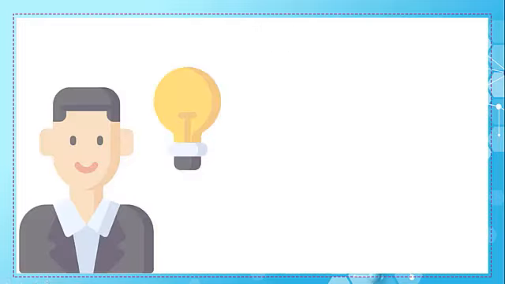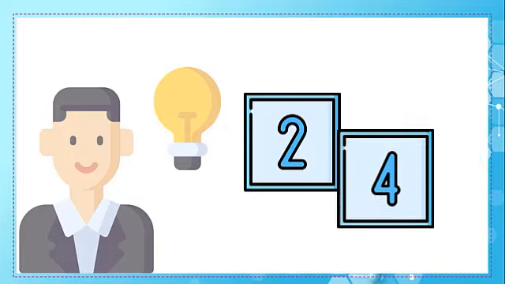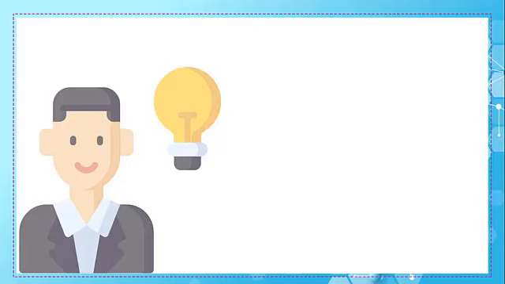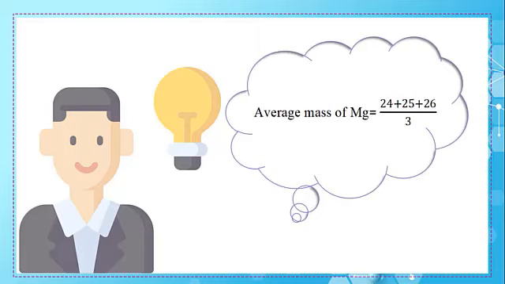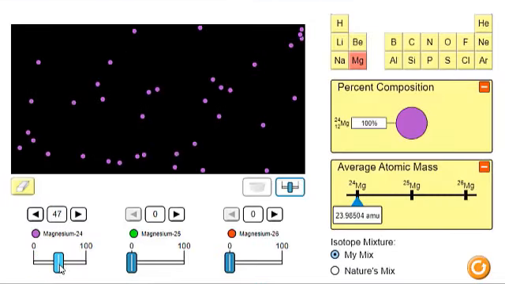A question must cross our minds. What's the mass of the magnesium element? Is it 24 U or 25 U or 26 U? I guess that your answer is the average, which is true. But is this a simple average? If you answer yes, your answer is not wrong, but it's not true as well. This would be possible if the three magnesium atoms have the same percentage abundance. However, this is not the case in the magnesium element.